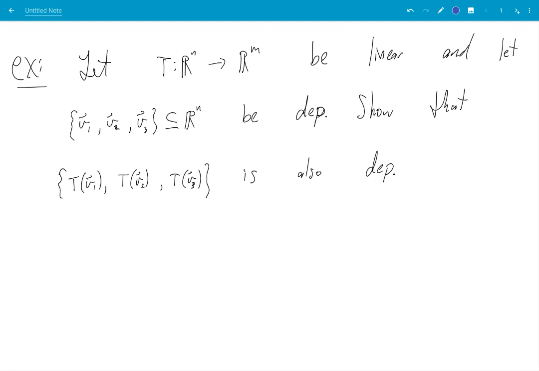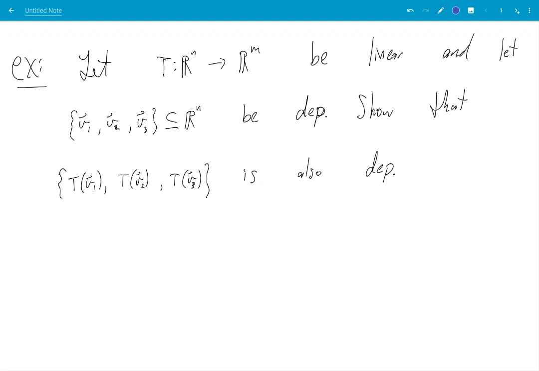Okay, so I have a set which is dependent. This set is contained inside of Rn and is dependent, and T is linear. Now I want to show that this is dependent. How do you show that something is dependent? Well, you produce a non-trivial dependence relation. So that's my goal.